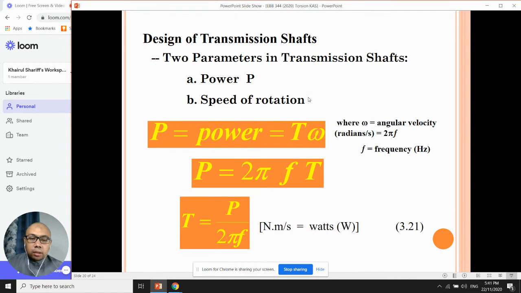Okay, coming back to this equation. This equation explains how you derive from the basic equation in order to calculate the power for the transmission shaft. P equals T omega, where omega is the angular velocity, equal to 2 pi f, and f refers to frequency. Frequency is 1 over T. So there are many ways to ask a question regarding the power of the transmission shaft, particularly for the drive shaft of a car. And then T is equal to power over 2 pi f.